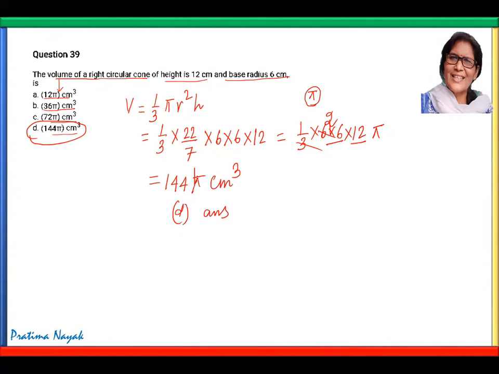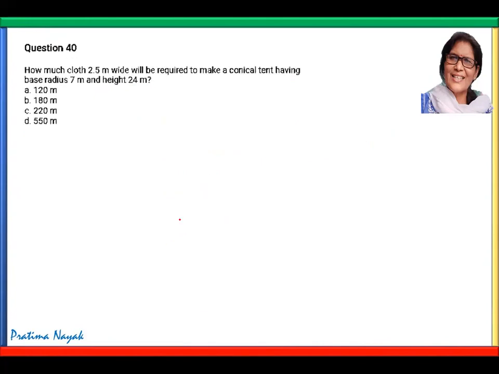This is 144 pi. Next, how much cloth 2.5 meter wide will be required to make a conical tent having base radius 7 meter, height 24 meter? A tent is there in cone form. Here the radius is 7 meter and height is 24 meter. You have to wrap this with your cloth. That cloth has a width of 2.5 meter.